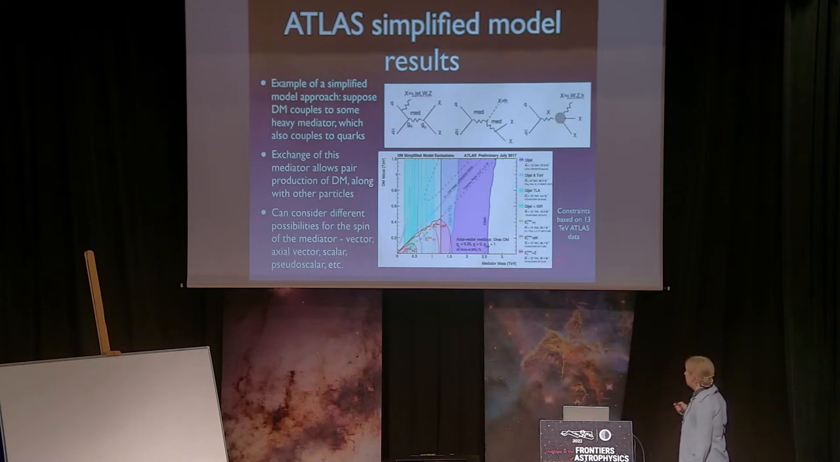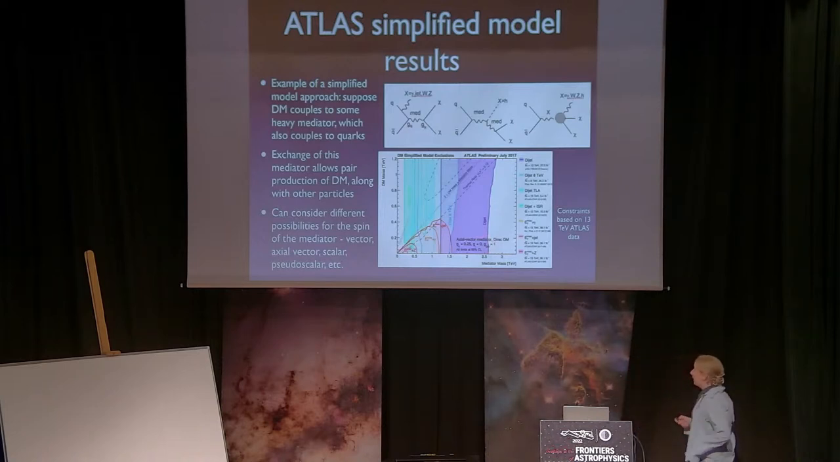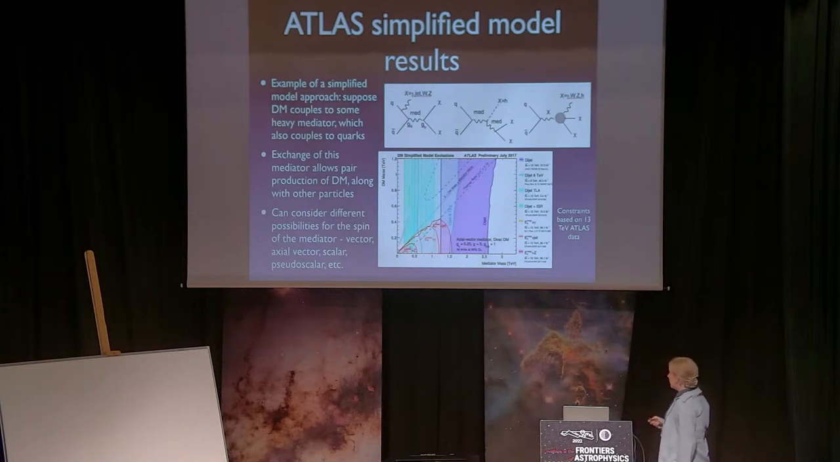So this is just an example plot based on 13 TeV ATLAS data from a few years ago, where you set constraints on the mediator mass. This plot is the dark matter mass versus the mediator mass. This is putting in some specific couplings between the standard model and the mediator, and the dark matter and the mediator. This is for the case of an axial vector mediator with Dirac dark matter. And so then you can take the simplified model and say, okay, these different LHC searches exclude these different regions of parameter space, and you can see that in this case, dijet searches allow you to constrain mediator masses up to about 2.5 or 2.6 TeV.